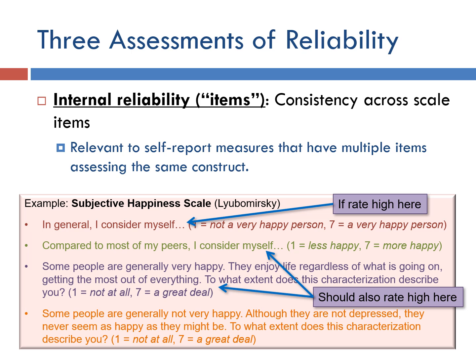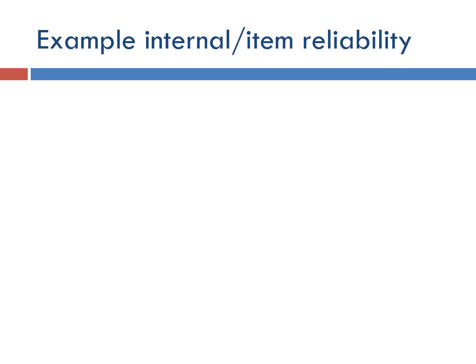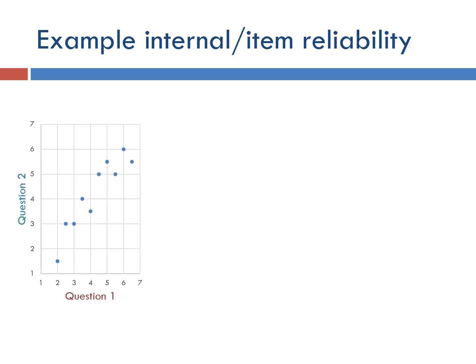But you guys also took this and saw that there was that generally not very happy item. And so if somebody said, I am a very happy person, and then also later said, I am not very happy, this describes me a great deal, well, that's not very consistent. So in fact, here we expect a low rating. So if high on the first one, we expect 2 to be high, and then that last 4th one to be low.